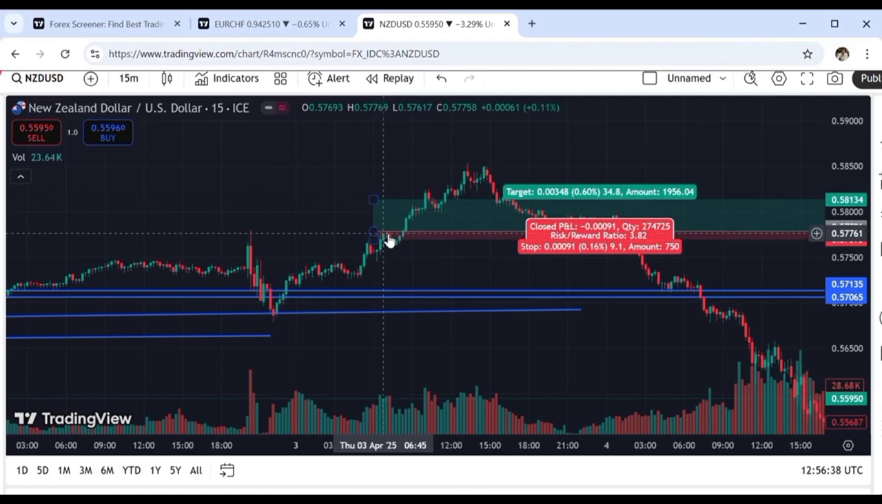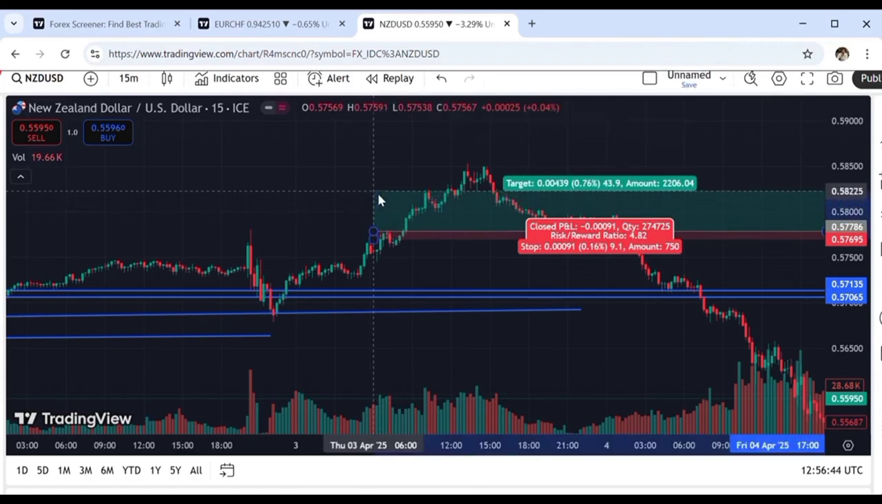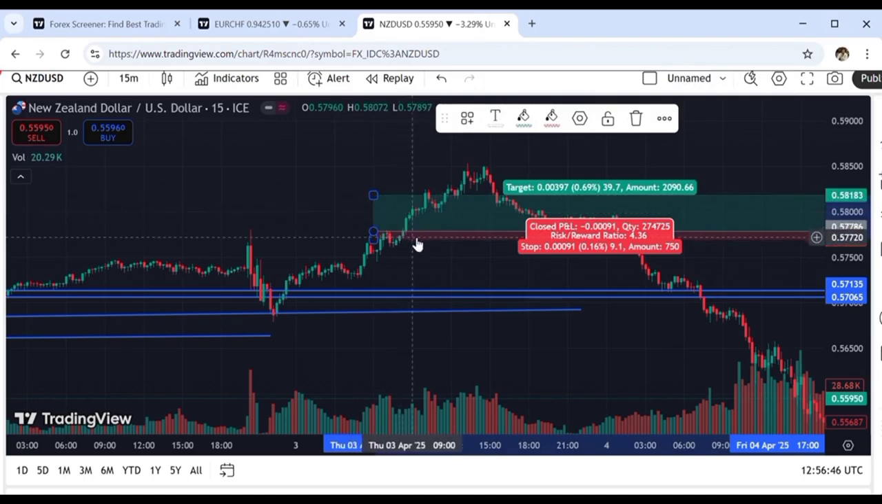So I took like 1:4. If you count this now, see this one. Okay, let me say 1:3. This is a 1:3. So I took like 1:3 on this trade, and I made profit. And I left this trade. So that is it. That is the two trades I took: the Euro Swiss franc and the New Zealand USD. So this is a simple trading technique.